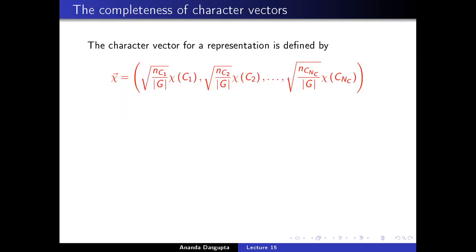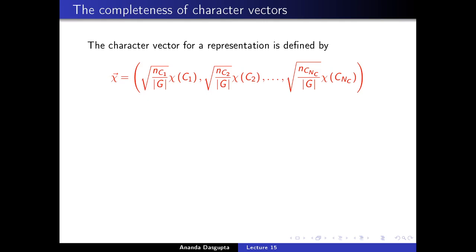Let me just remind you that the character vector for a given representation is defined to be a vector which has as many elements as the number of classes of the group, and so there is one element for each class, and the element for a given class is nothing but the character for any group element belonging to that class multiplied by a normalizing factor, which is square root of the number of elements in the class, n_ci, divided by the order of the group.